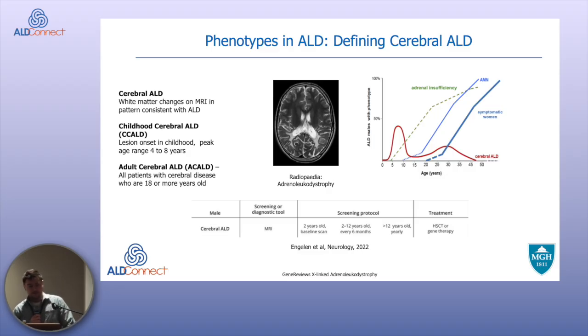And we use this when we're determining eligibility for gene therapy. Contrast enhancement on MRI is an important part of the phenotype of cerebral ALD.